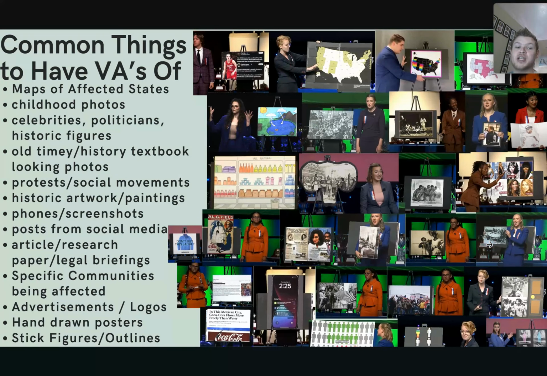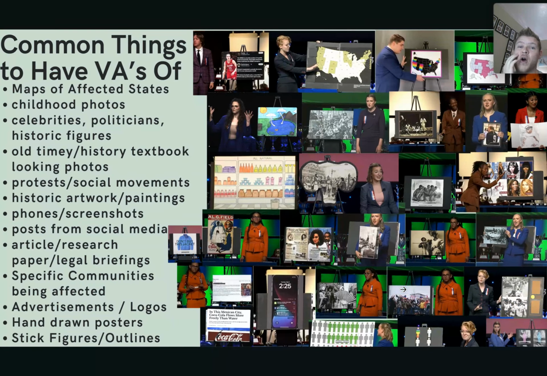The same thing goes with historic artwork or paintings. If it's like a hand-drawn old looking image or an old Renaissance style painting or something that looks like you'd see it in a museum or in a textbook, very common to have printouts of photos that look like that, as you can see here. You also, if there's ever anything to mention about protests or social movements, pretty frequent that we see pictures of that. You can see those referenced down here.